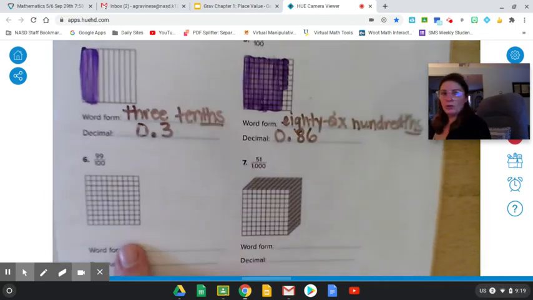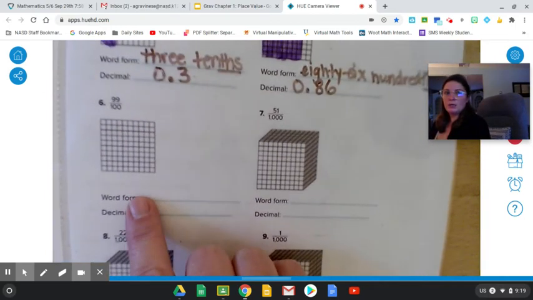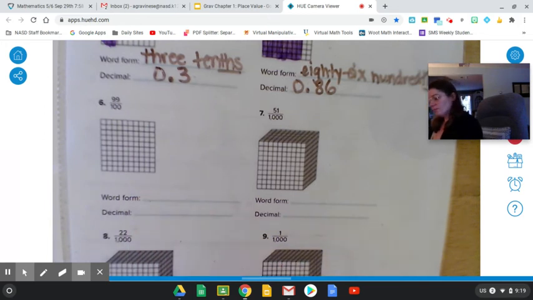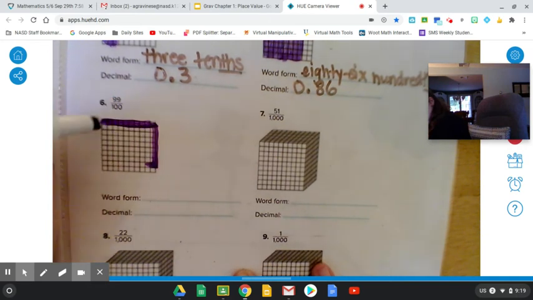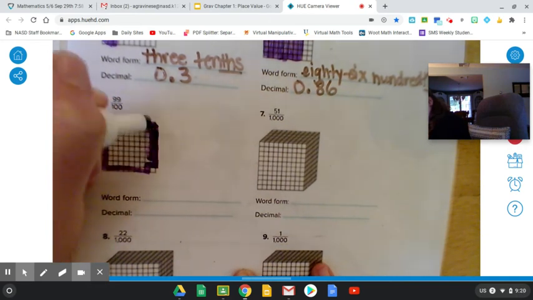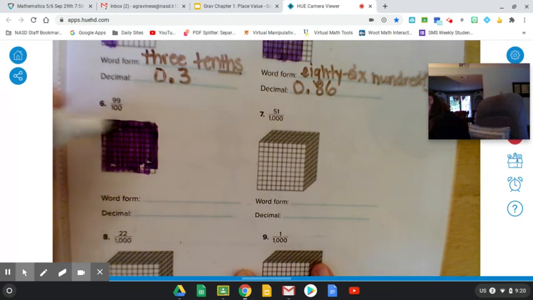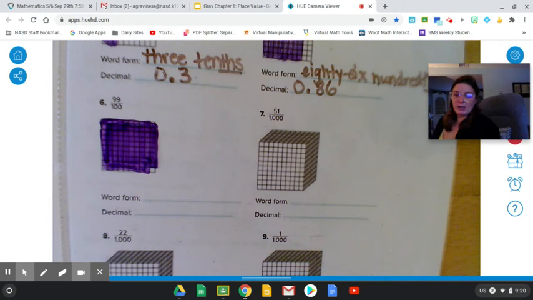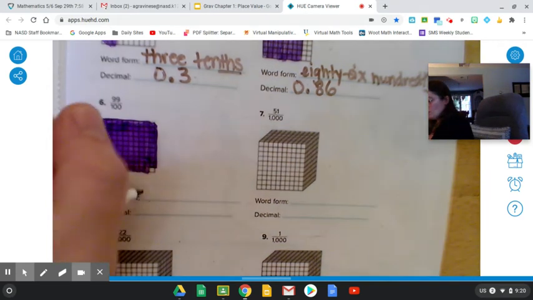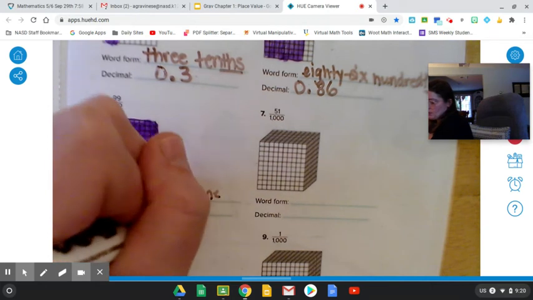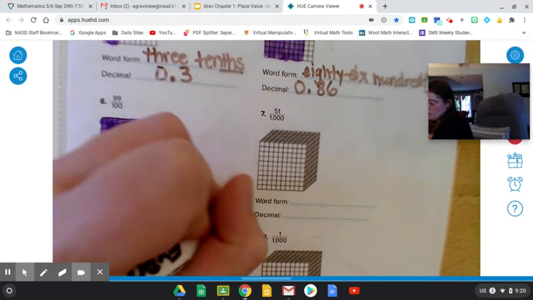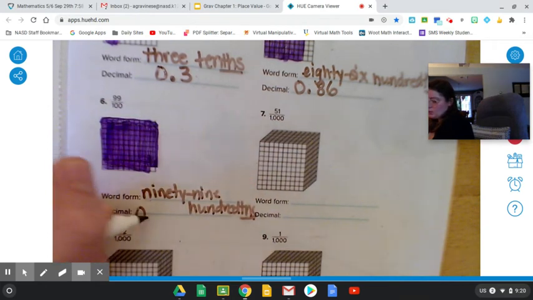Pause the video and try number 6, 99 hundredths. Okay, let's see how you did. So you should have everything colored in except for one little hundredths square. Sometimes it's easier to subtract to figure out how many not to shade in. 99 hundredths. And that looks like 0.99.